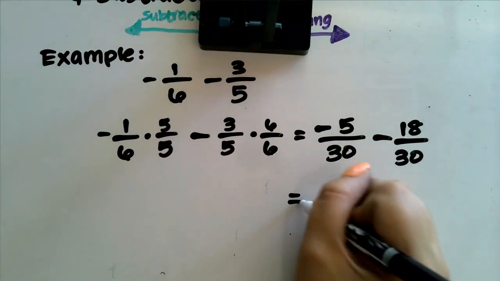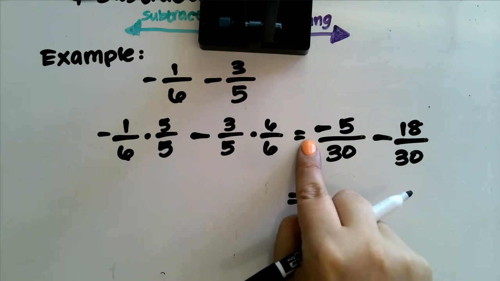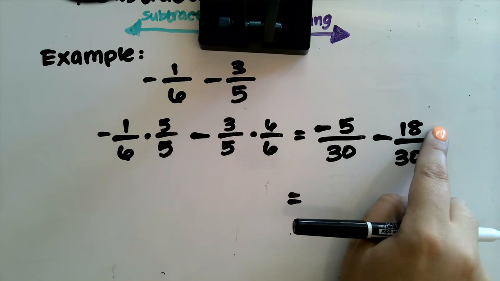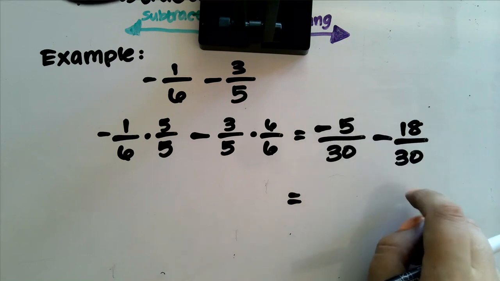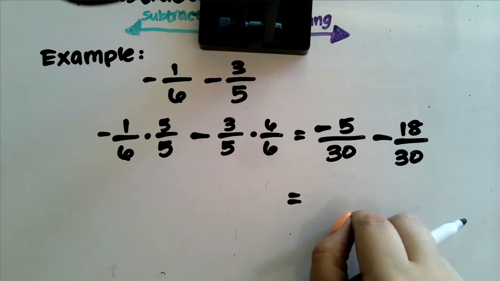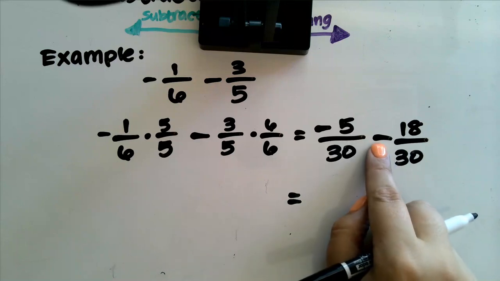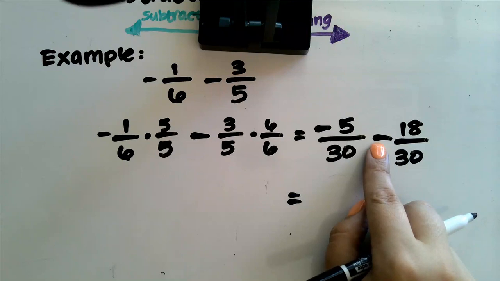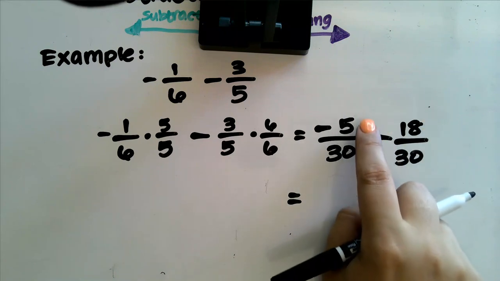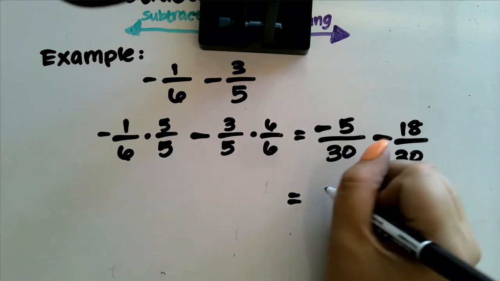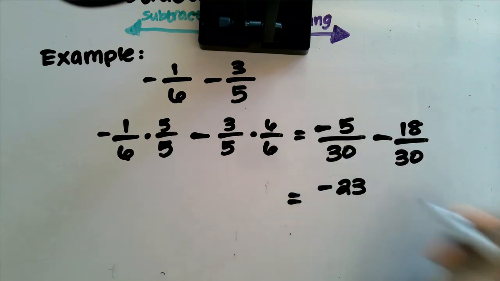Now, here comes the tricky part. I am subtracting negative 5 minus 18. So thinking back to our number line, with negative 5, we are sitting already to the left of 0. And because we're subtracting from that negative 5, we're going even further to the left, even further away from 0. So our number is going to be much greater into the negatives. So negative 5 minus 18 is negative 23.